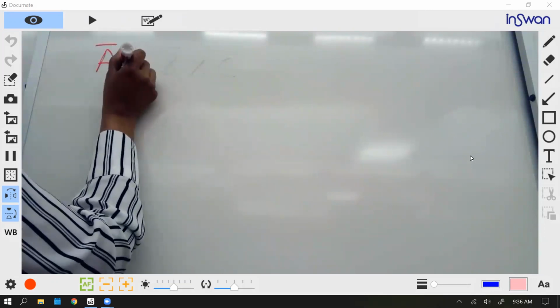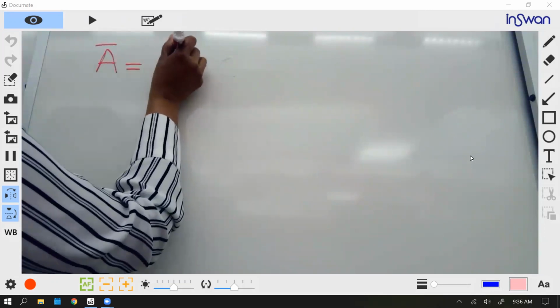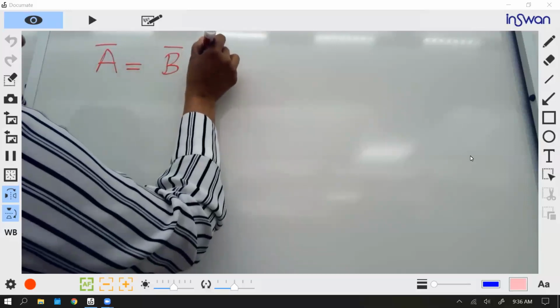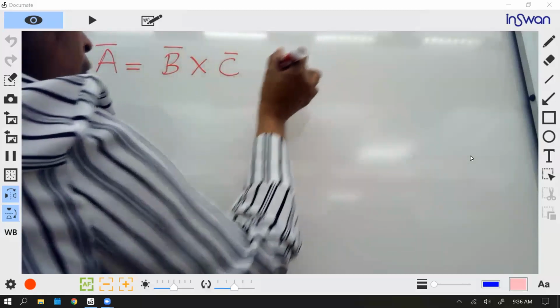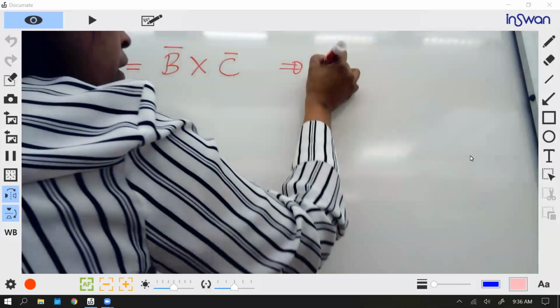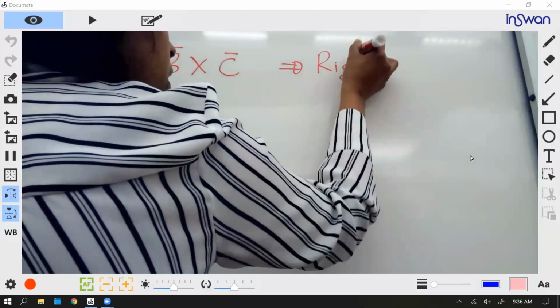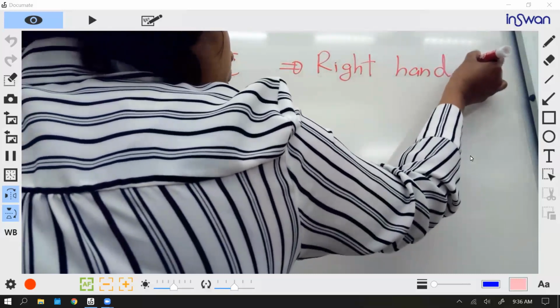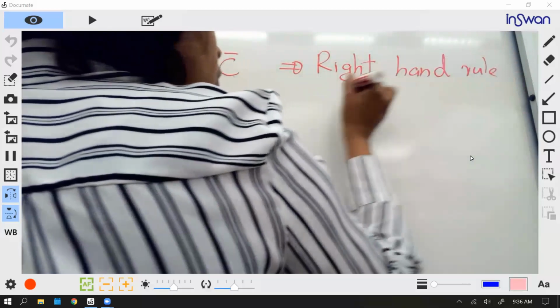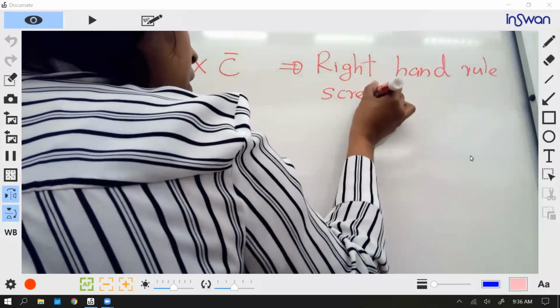cross product. Okay, so we'll say I have a vector A, and that vector A will be the cross product of vector B and C. In this case, we use the right hand rule to find the direction of A vector. I'm going to say first right hand rule, because we're going to learn another one later. Right hand rule, or we call it the screwdriver rule.